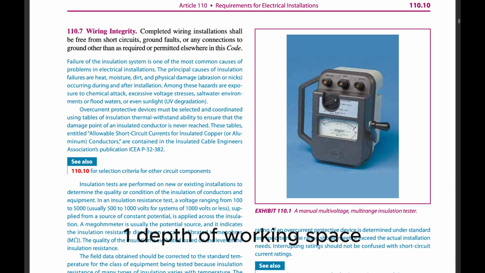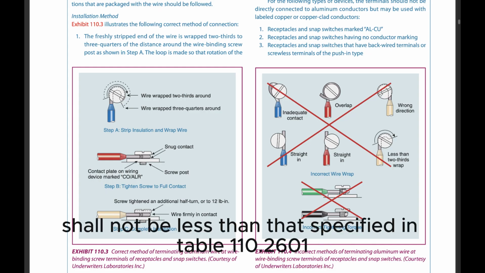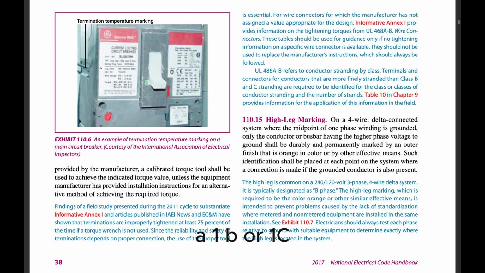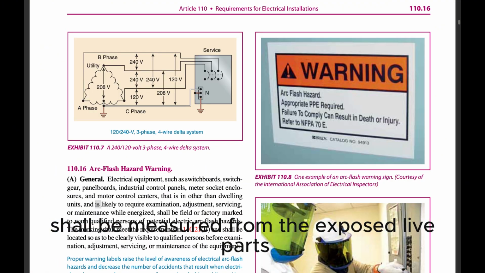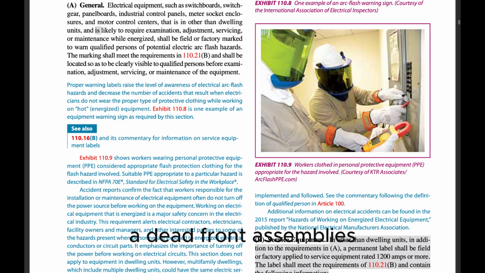1. Depth of working space. The depth of the working space in the direction of live parts shall not be less than that specified in Table 110.26(A)(1) unless the requirements of 110.26(A)(1)(a), (b), or (c) are met. Distances shall be measured from the exposed live parts or from the enclosure or opening if the live parts are enclosed. A. Dead front assemblies.